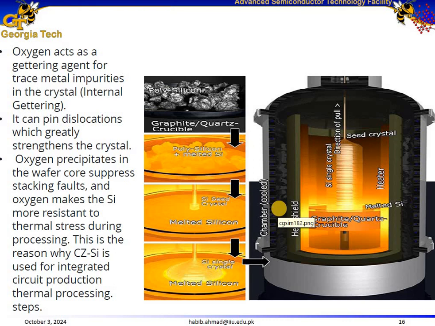So these points highlight the importance of oxygen in improving the mechanical properties and the thermal stability of Czochralski's grown silicon, making it ideal for semiconductor applications. So actually the oxygen impurities in the Czochralski's grown silicon can go both ways. It can be useful and it could be counterproductive as well, depending on the application.